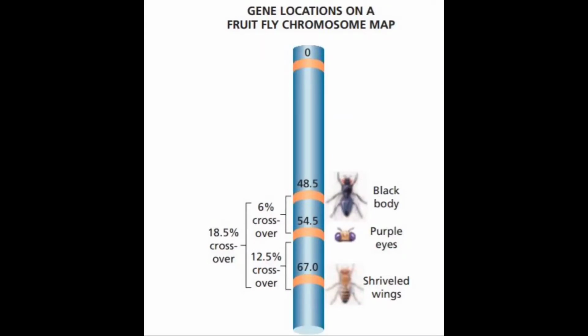To prepare his map, Sturtevant compared the frequency of crossing over for several genes. The percentage of crossing over for two traits is proportional to the distance between them on a chromosome. Sturtevant defined one map unit as a frequency of crossing over of 1%.